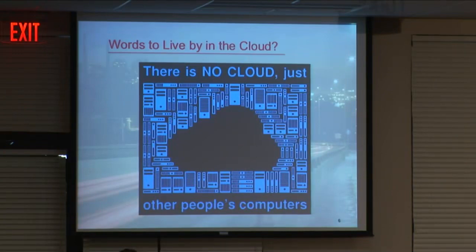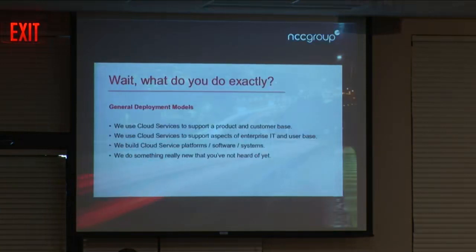But before we get into cloud bashing and all of the above, we'll just take a step back and look at why. What are the general deployment models that we might see when we work with a company that has some kind of footprint in the cloud environment? So the first one is we use cloud services to support a product and a customer base. This is pretty common with people that make software, right? They use a cloud environment to develop that software, or the production data centers that service their client base using their software are in a cloud environment. They're not on premises.